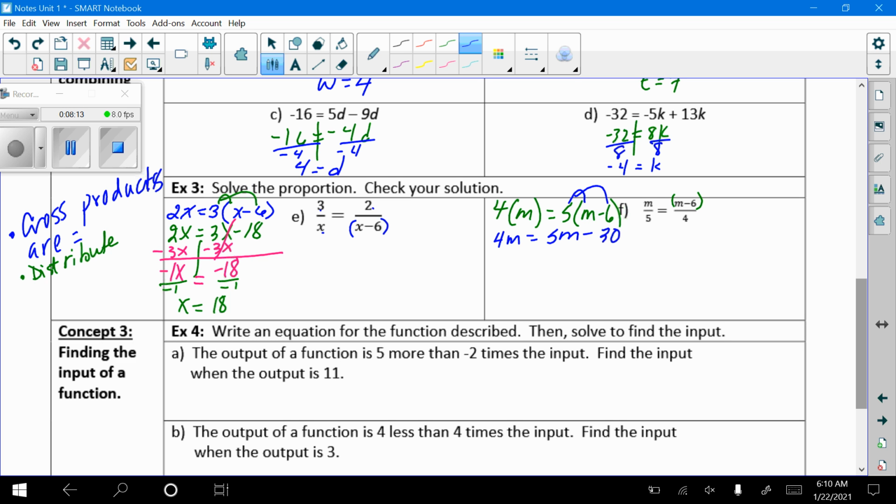So after I did that, I didn't put my notes over here. The next thing we did is move variables to one side. So line down the middle. I'm going to move this 5m by going opposite operation, so minus 5m. Again, I get a -1m equals -30. I'm going to need to divide by -1. So I end up with m is equal to positive 30.